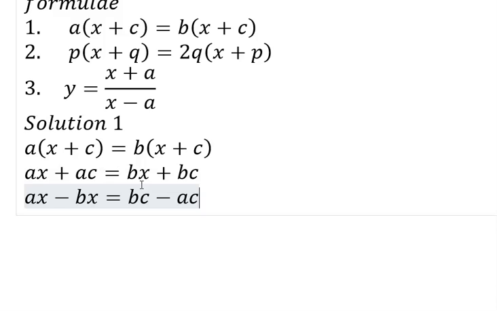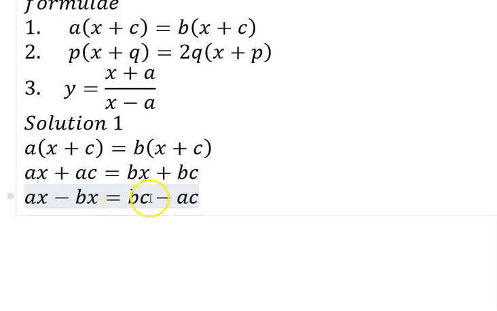Very easy. So you have your ax minus bx equal bc minus ac. It is very easy. ax minus bx equals bc minus ac. It's just for you to transfer. They are moving from one place to another, but as you are doing that, ensure you take note of the sign so that you do not make mistakes.